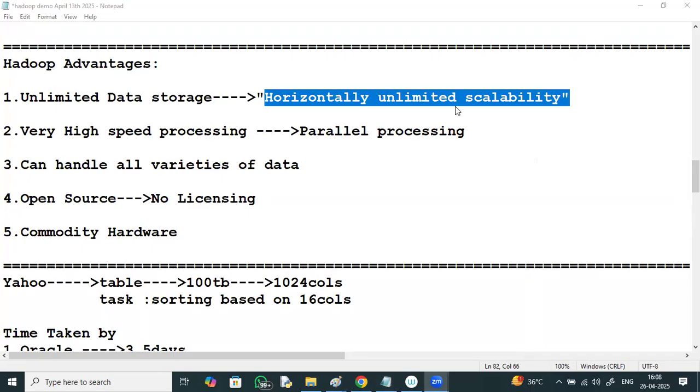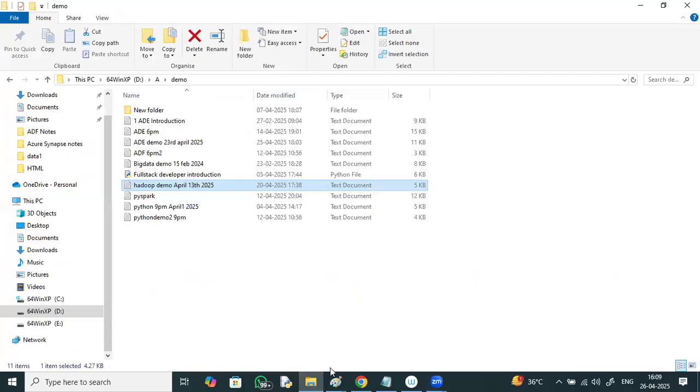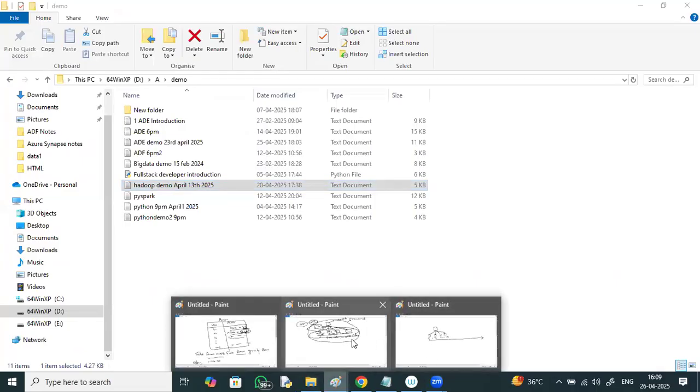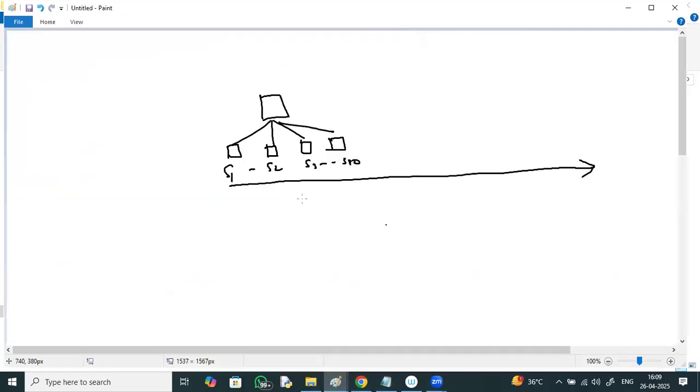One second, some query was asked. Is there any limit on the number of slaves that a master node can manage? See, yes, I'm coming to it. So single master, multiple slaves. Any number of slaves you can have, an unlimited number of slaves, hundreds and thousands. That is how unlimited data storage is possible.